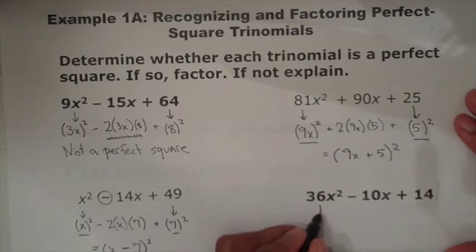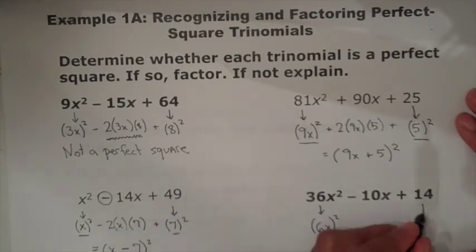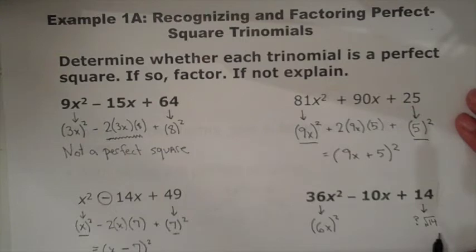Okay, and the last one. What times what is 36? We have 6 and x. 6x squared gives us 36x squared. And what times what gives me 14? Well, 14 is not a perfect square. We would get a decimal. We would have to do the square root of 14 here. So that's not going to work. It's not going to give us a whole number. So because the 14 is not a perfect square, this trinomial is not a perfect square.